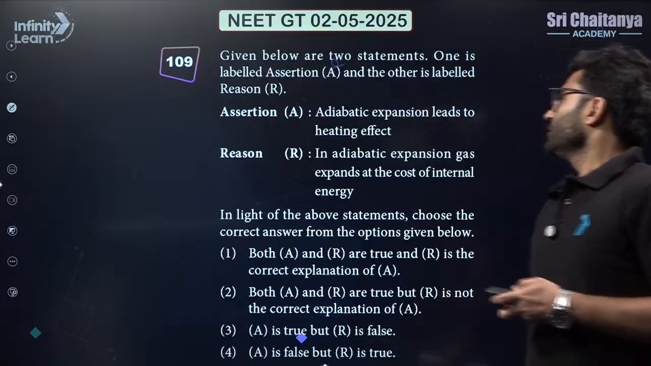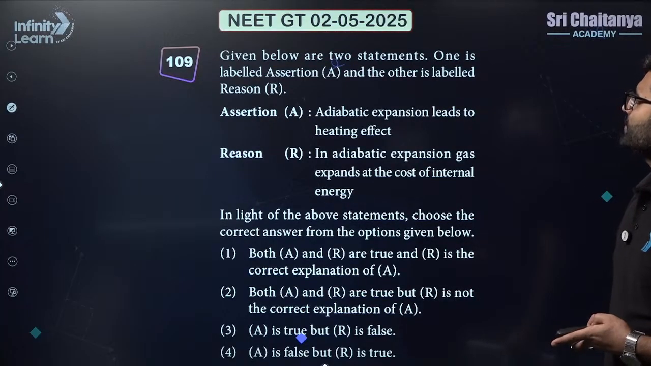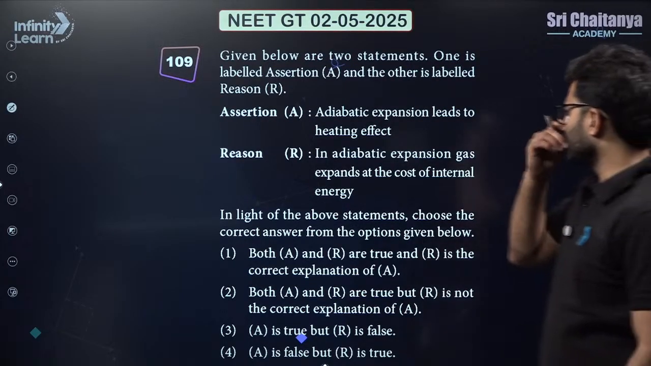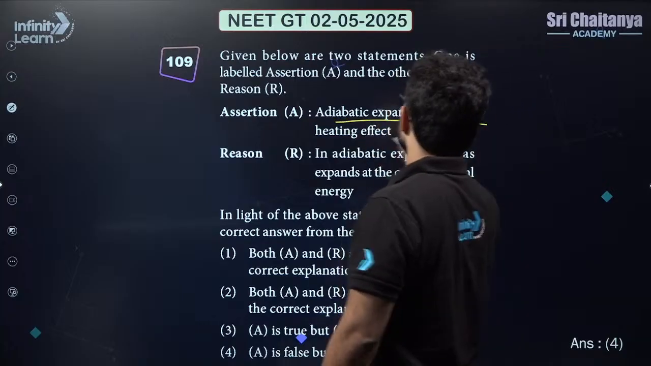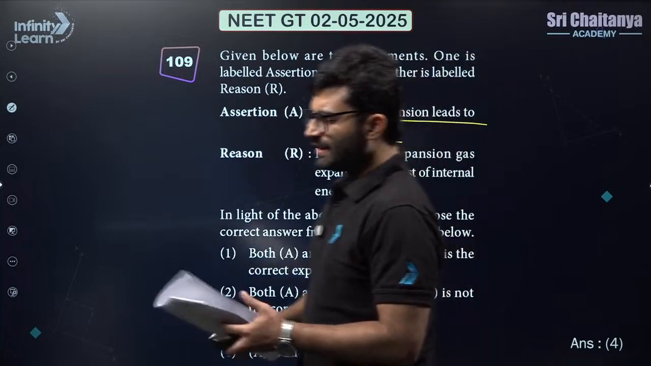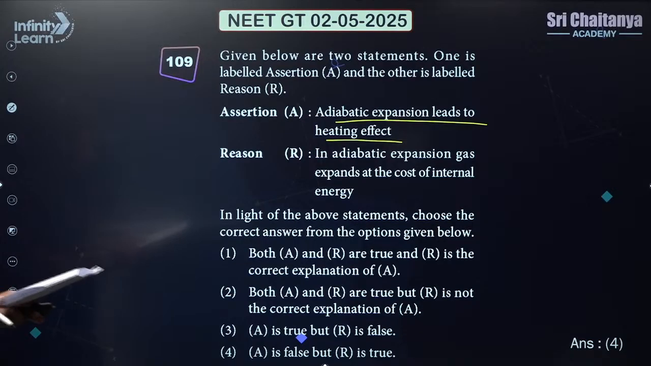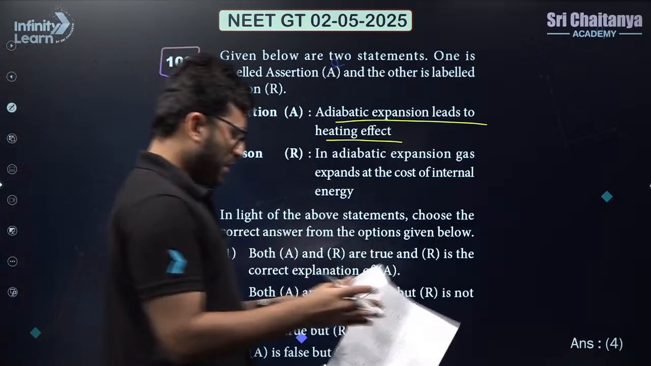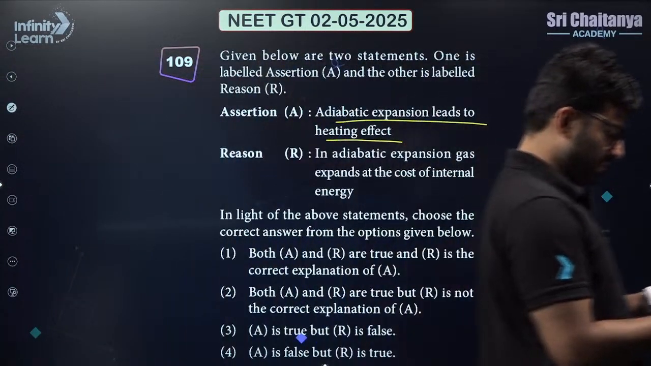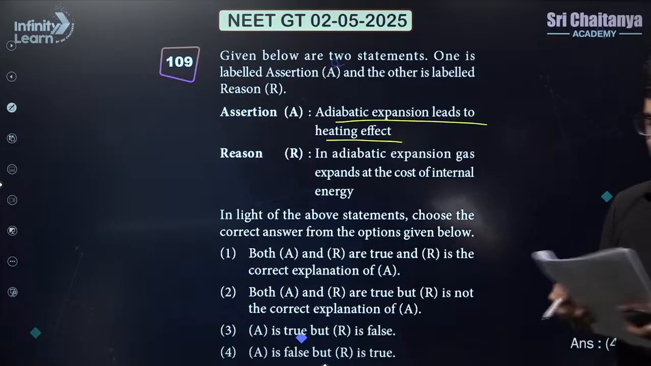Okay. Next. Given below are 2 statements. One is assertion. So let's see this assertion reason. Adiabatic expansion leads to heating effect, right? So which question is this? 109. Okay. So now you have to tell me. This is again a very simple question, right? Adiabatic expansion leads to heating effect.